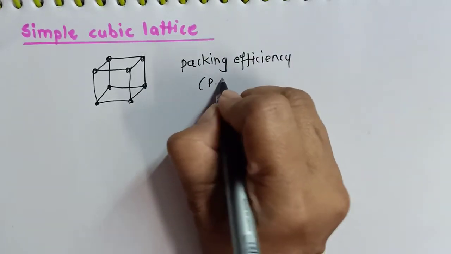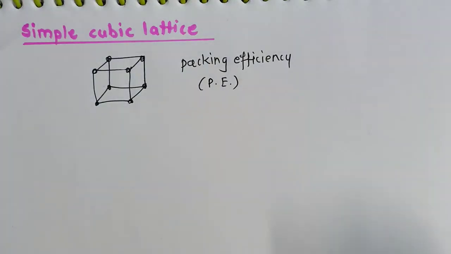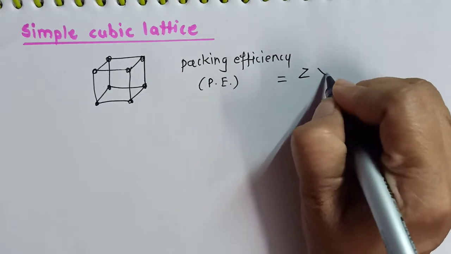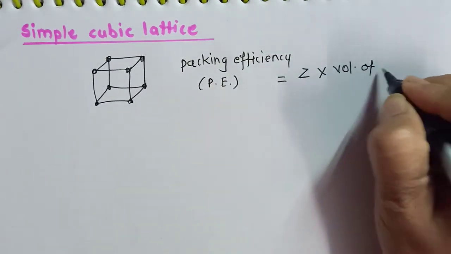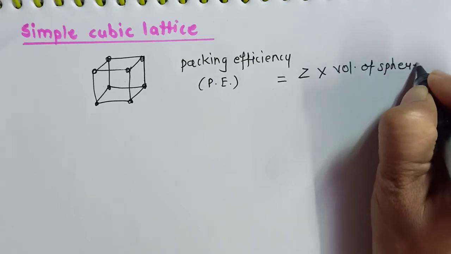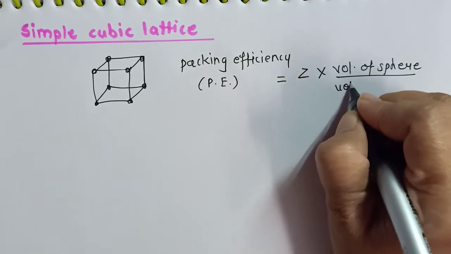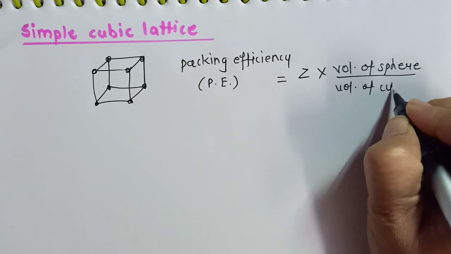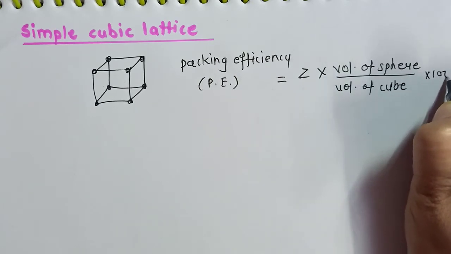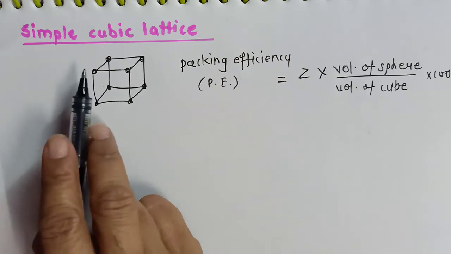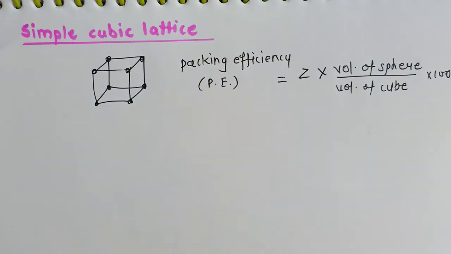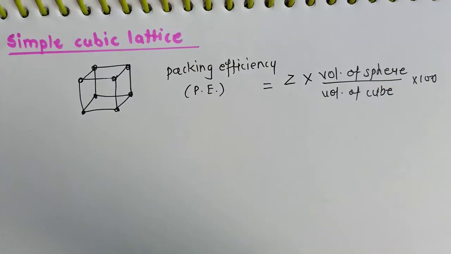Packing efficiency can be denoted in the short form as PE. So we have the formula Z into volume of sphere upon volume of cube into 100. Now why are we taking volume of sphere? Because these particles we are considering as spheres. Why are we considering volume of cube? Because the whole unit cell is considered as a cube.